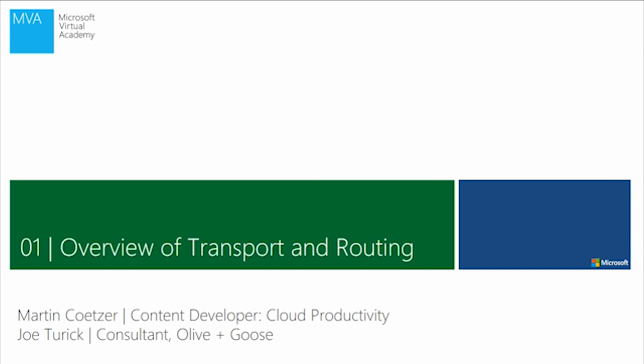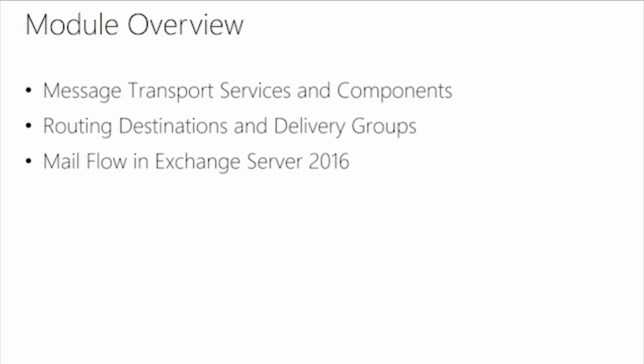So let's get started with the Exchange transport and routing infrastructure. In this module, we're going to look at the different transport services and components that are necessary in Exchange to make mail get from one point to another. This is what email servers are for. We're going to talk about routing destinations and delivery groups, and these are the decisions that Exchange uses to decide what's the next hop where it will deliver messages to, and how mail flow generally works inside of Exchange 2016.